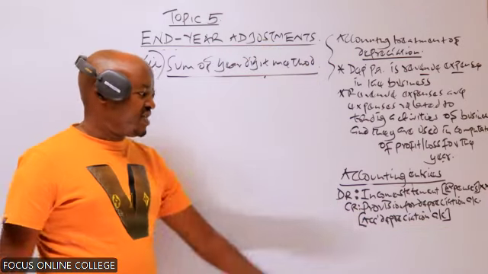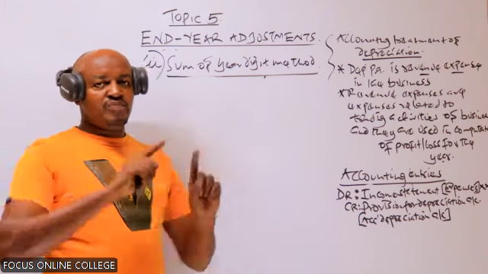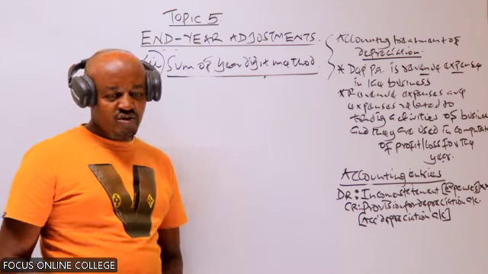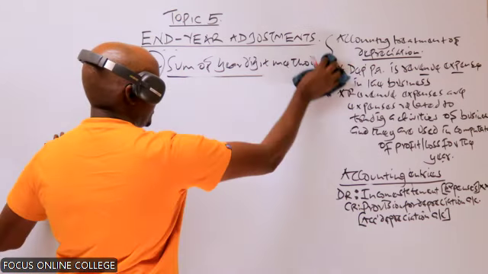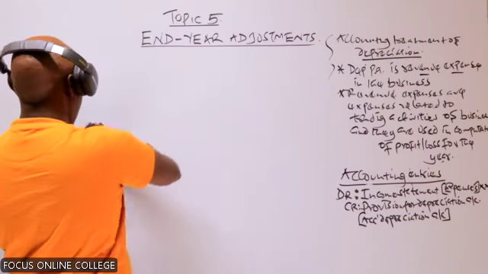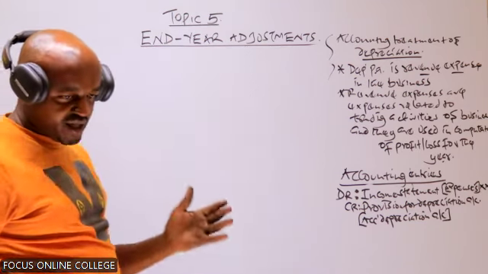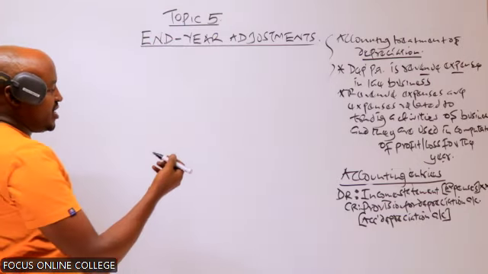So by the end of the day, the balancing figure in that account will be the total depreciation of the asset. That's basically how we deal with it: we compute the depreciation, we estimate the depreciation, and then from there we account for it.